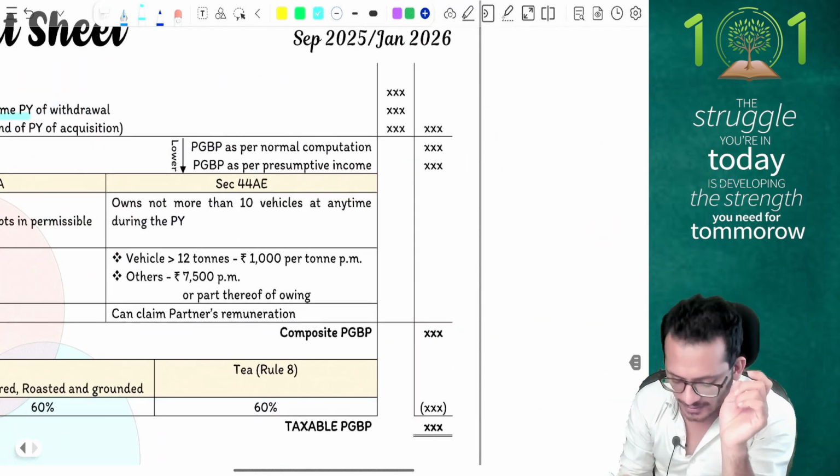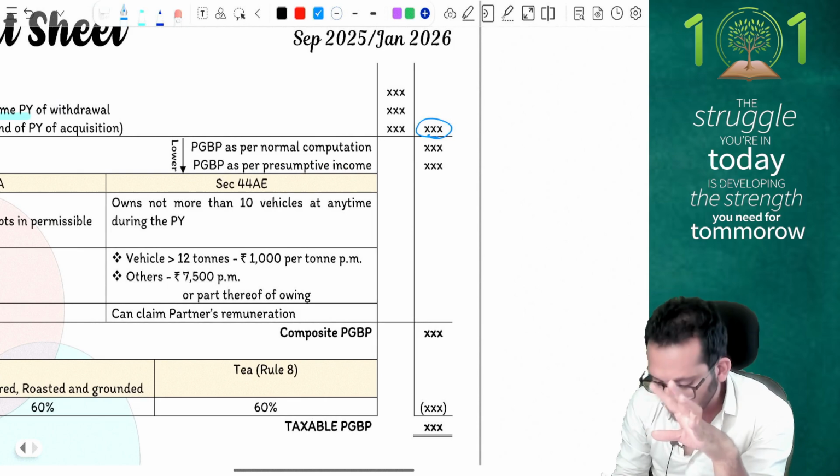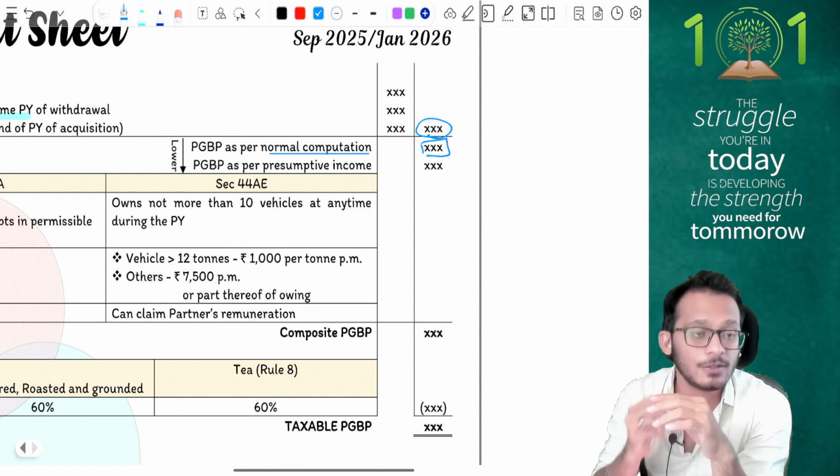So these 3 incomes will get added if the question requires you to do so, and then you will arrive at the total additions. If you take that total additions into consideration, you will now arrive at your PGBP as per normal computation.